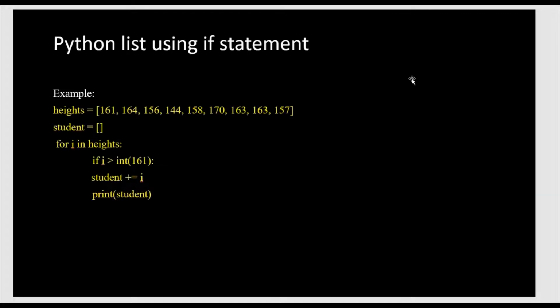Some of the examples you can see here: Python list using an if statement. This is an example where I am given a list of heights of students, and for i in the students, if i is greater than 161, then the output will be produced in this format.